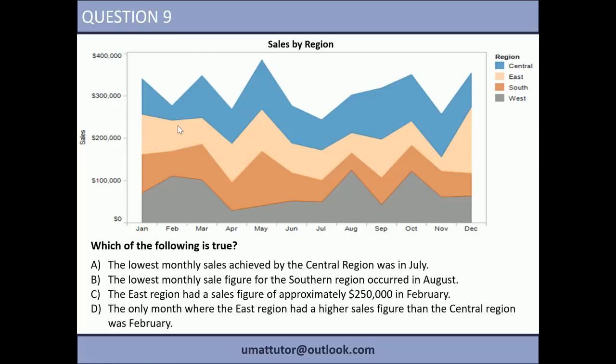And D, the only month where the East region had a higher sales figure than the Central region was February. So we're comparing the East and the Central region, so that's the blue and the yellow. And I would say that the Central region actually had more sales than the East region quite often. So you can see here, the blue is often quite a bit thicker than the yellow. So for that reason, I would say D is incorrect. So the best answer out of those is still option B. That's why it's correct.